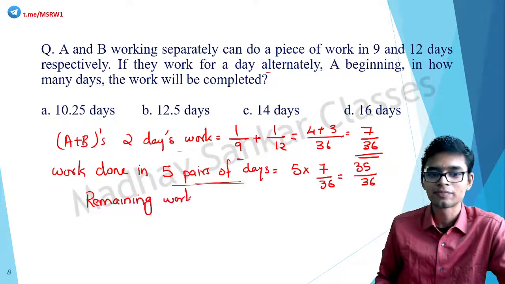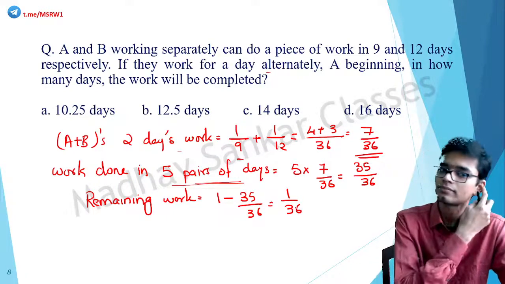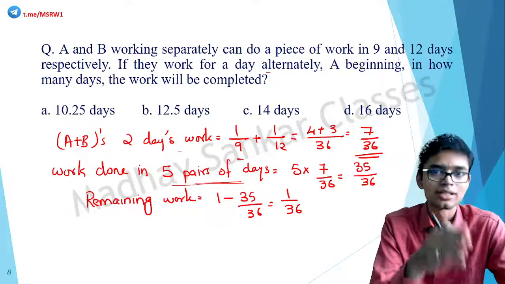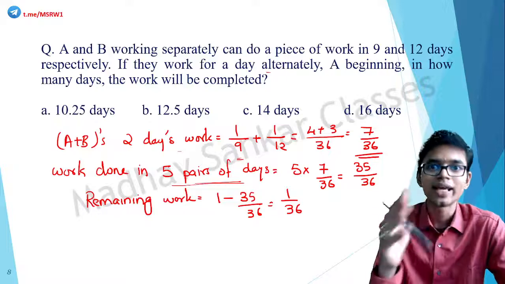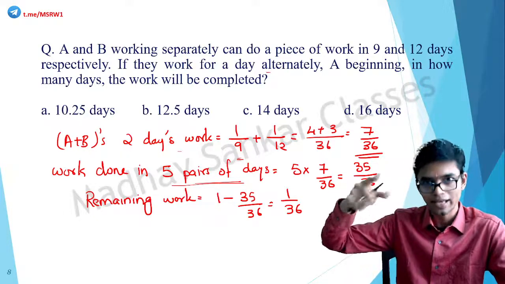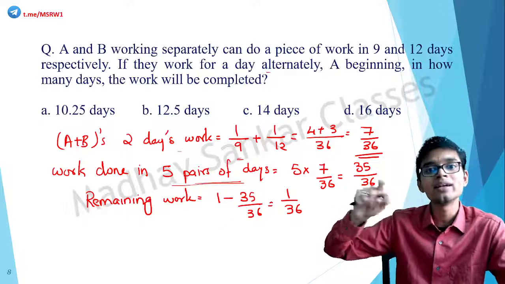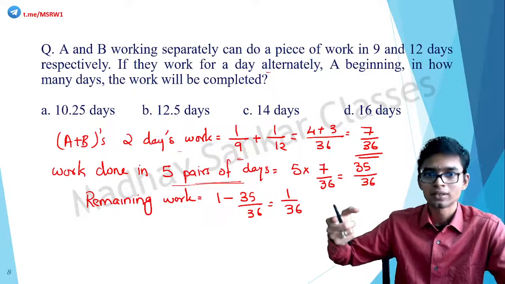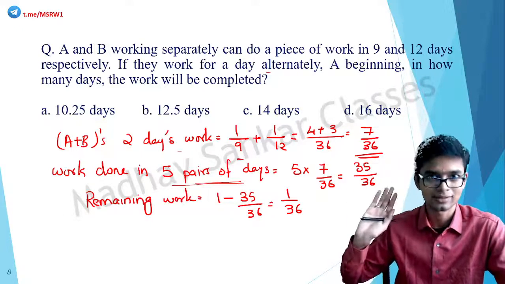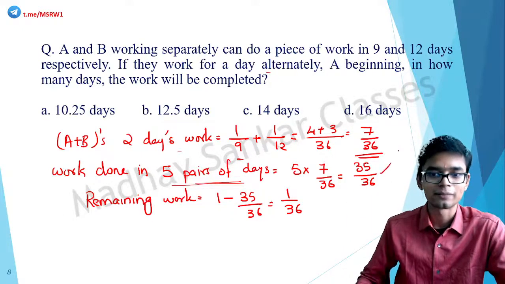Remaining work is 1 minus 35 by 36, which is equal to 1 by 36. Correct. So on the first day, A works. Second day, B works. Third day, A works. Fourth day, B works. So on all the odd days, A works, and on all the even days, B works. Alright. So after 5 pairs of days, that means 10 days, this much work is completed.